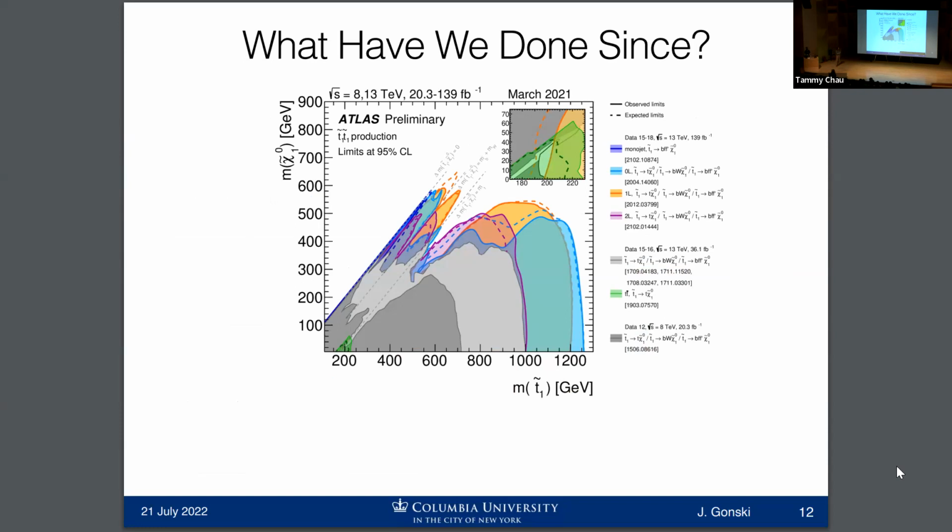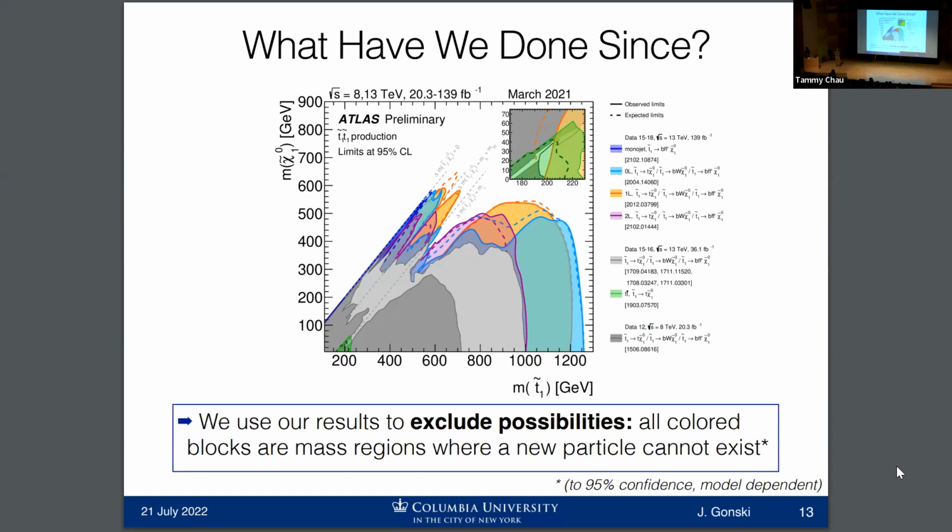And everywhere you look on this plot that is colored is a place where a particle cannot exist at that mass. Okay, there's a big asterisk there. Don't quote me on that. There's statistical stuff that goes into it, 95% confidence. But the point is that we can use these null results to do better searches in the future.